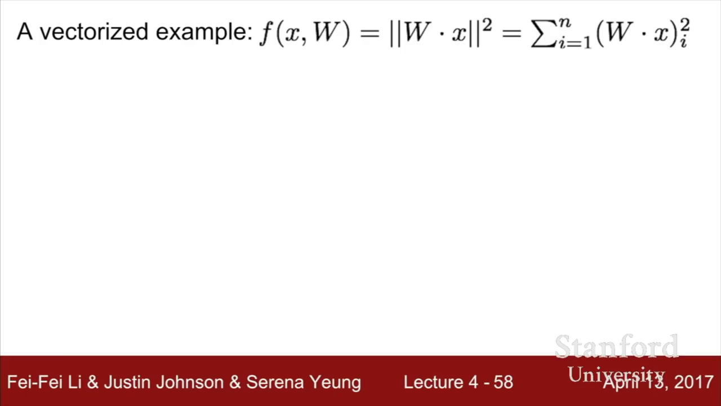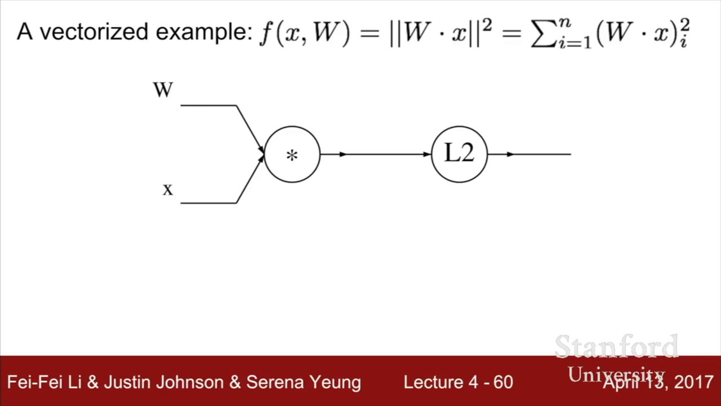Okay, so now we're going to go through a more concrete vectorized example of a computational graph, right? So let's look at a case where we have the function f of x and w is equal to basically the L2 norm of w multiplied by x. And so in this case, we're going to say x is n-dimensional and w is n by n. Right, so again, our first step is writing out the computational graph. We have w multiplied by x, and then followed by, I'm just going to call this L2.